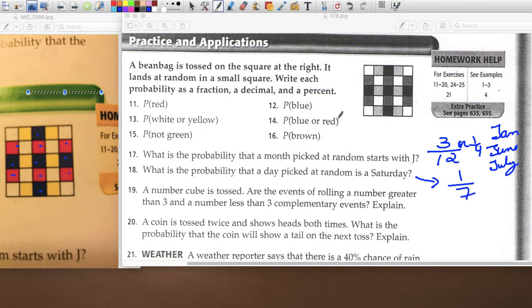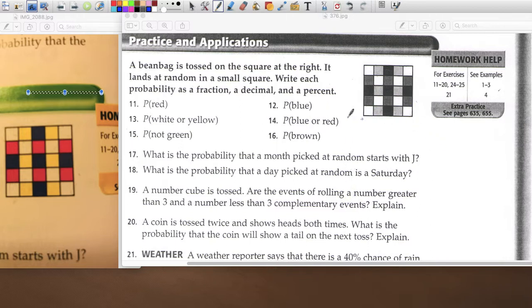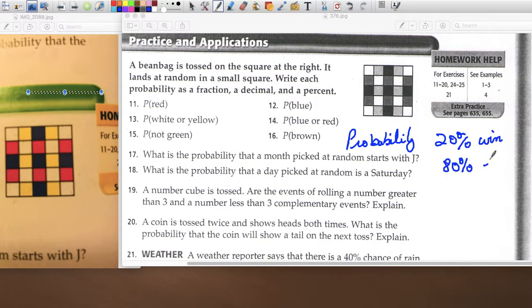A number cube is tossed. Are the events of rolling a number greater than 3 and a number less than 3 complementary events? We briefly talked about this, so I'll give you an example. The probability of Mr. Cho winning tomorrow at March Madness is 20%, which means I have an 80% chance of losing. If you add these two up, it equals 100%. So complements will always add up to 100.